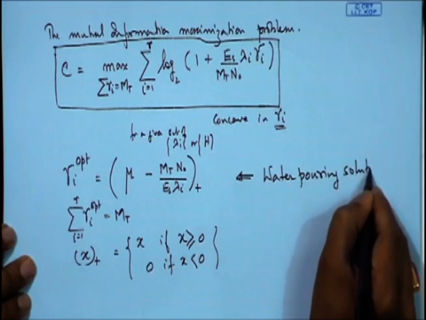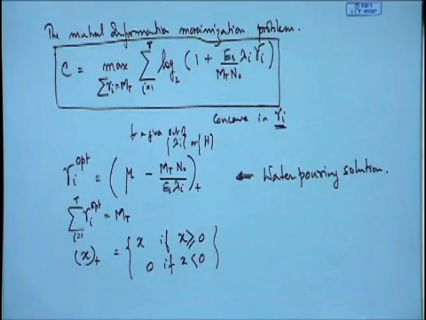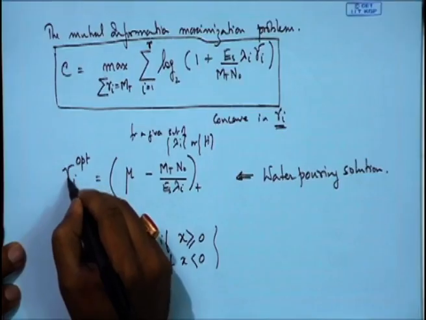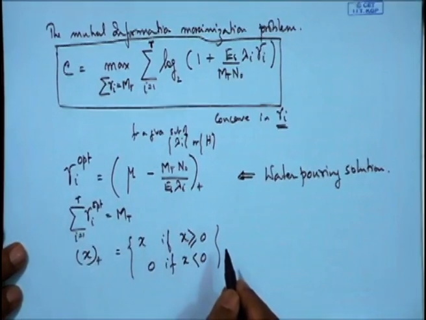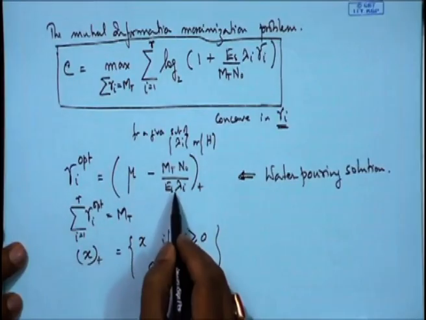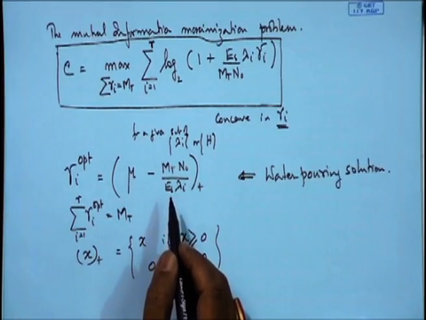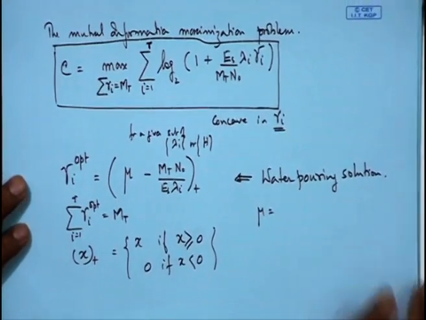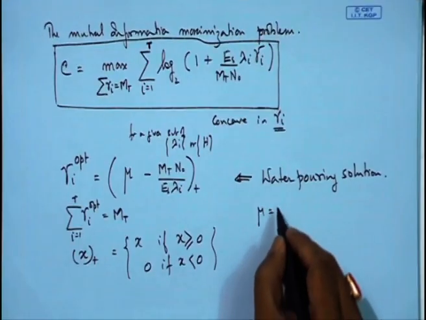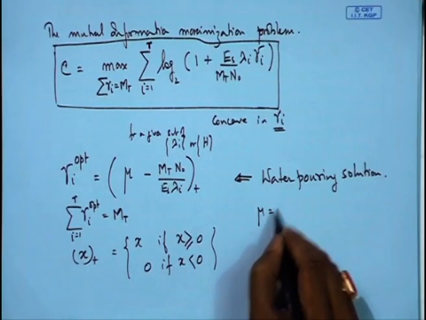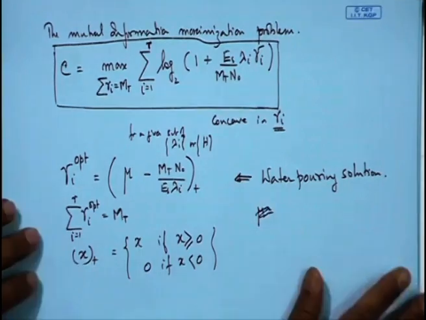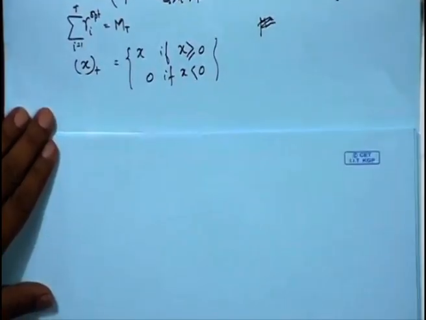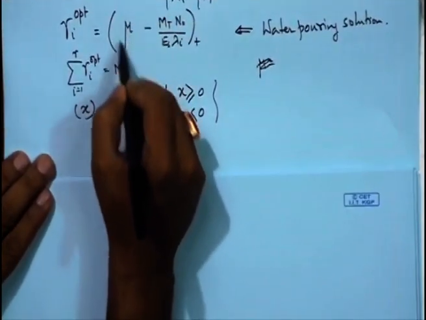Now, this solution is known as the famous water pouring solution. The exact steps for going from this to this will be written down and attached along with the videos, so that you can follow through the steps and arrive at this expression. There is an algorithm by which we will find mu. I will show it later, but before we go to the algorithm, let us try to see the meaning of it and understand it. So, let us assume as of now that mu is some constant.